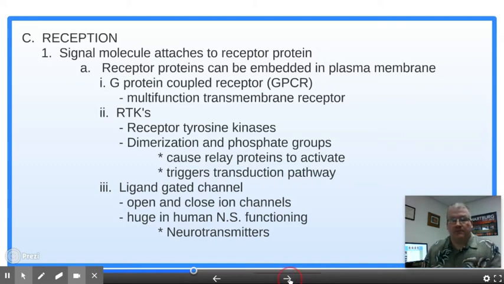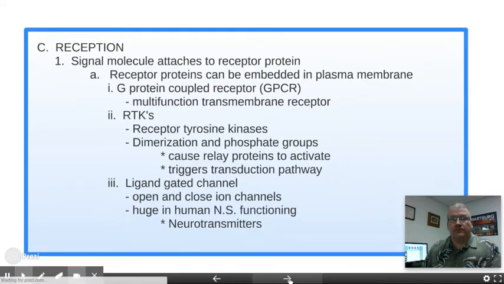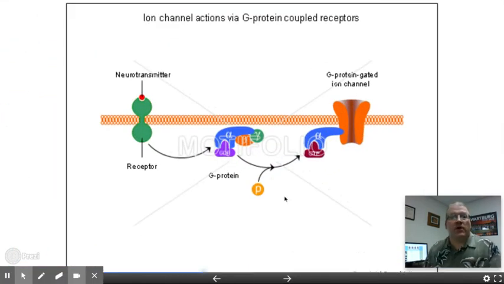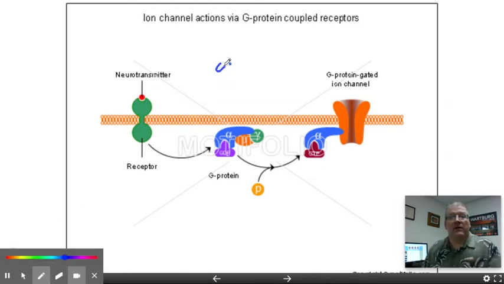Let's take a look. So here we have a neurotransmitter being received by this receptor that's embedded in the plasma membrane here. So this would be the outside of the cell. This would be the inside of the cell. Here's your plasma membrane. So the receptor here is embedded.